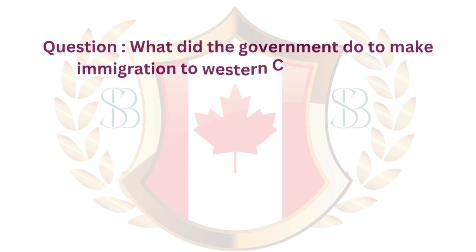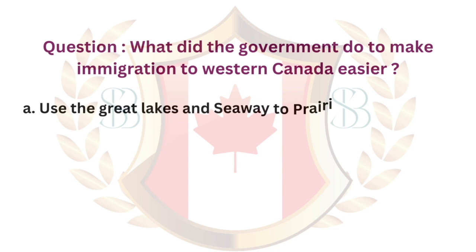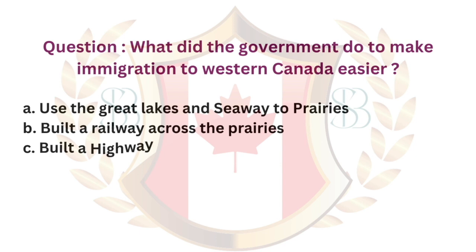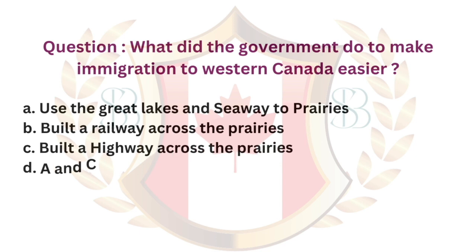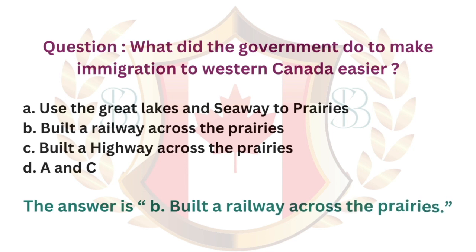Question. What did the government do to make immigration to Western Canada easier? A. Use the Great Lakes and Seaway to prairies. B. Built a railway across the prairies. C. Built a highway across the prairies. D. A and C. The answer is B. Built a railway across the prairies.